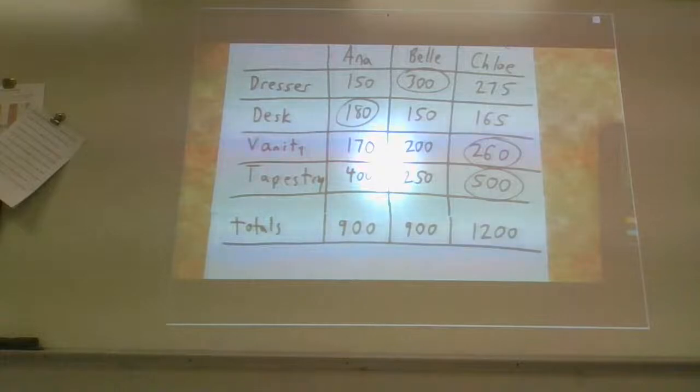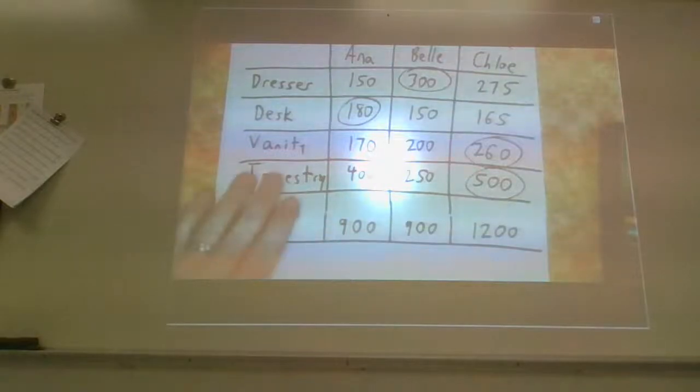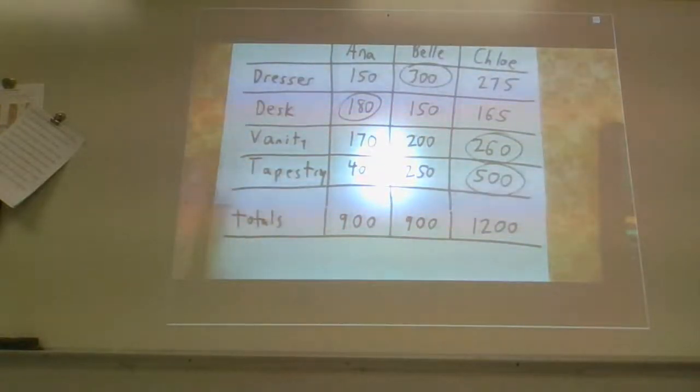Now, because of this, Anna believes that since everything is worth $900 worth of stuff, what dollar amount does Anna believe she is entitled to? What does Anna believe is a fair share? 300. Because you divide by what? Well, 3 being the... Exactly. The number of people, the number of players. You always divide by the number of players, not by the number of objects.